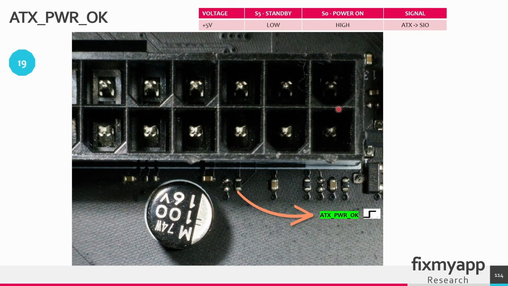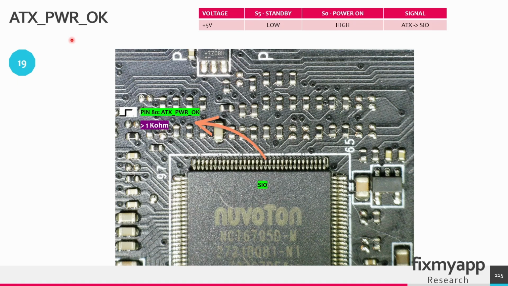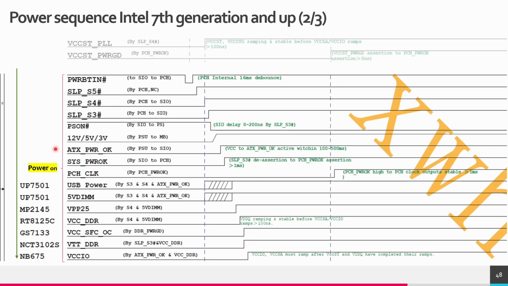And this signal will come from the ATX power supply through this 24-pin ATX connector, and at this resistor you can measure this ATX power OK signal. And this power OK signal will go to the SuperIO chip at this pin. And the resistance at this pin is higher than 1 kilo ohm. When the ATX power supply has informed the SuperIO chip that the power creation of the power on voltages are OK, the SuperIO chip will check if the internal voltages are present, and it will send a power OK signal back to the PCH.